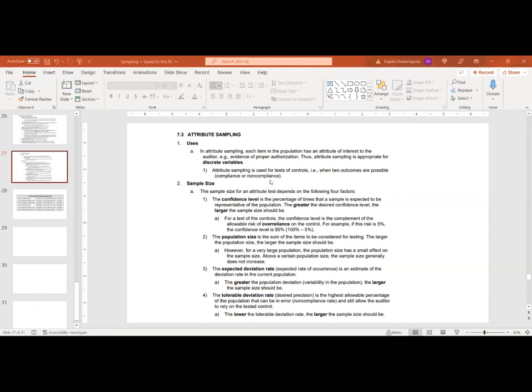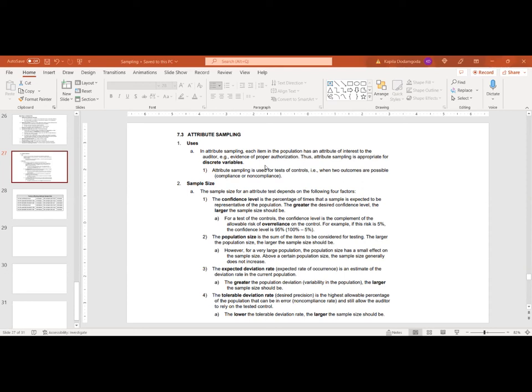So attribute sampling is generally used to test controls, right? We are trying to see whether the outcomes are compliant or non-compliant, whether they adhere to a particular set of conditions or not. So that is what you mean by attribute sampling. We do attribute sampling for discrete variables. Number 1.